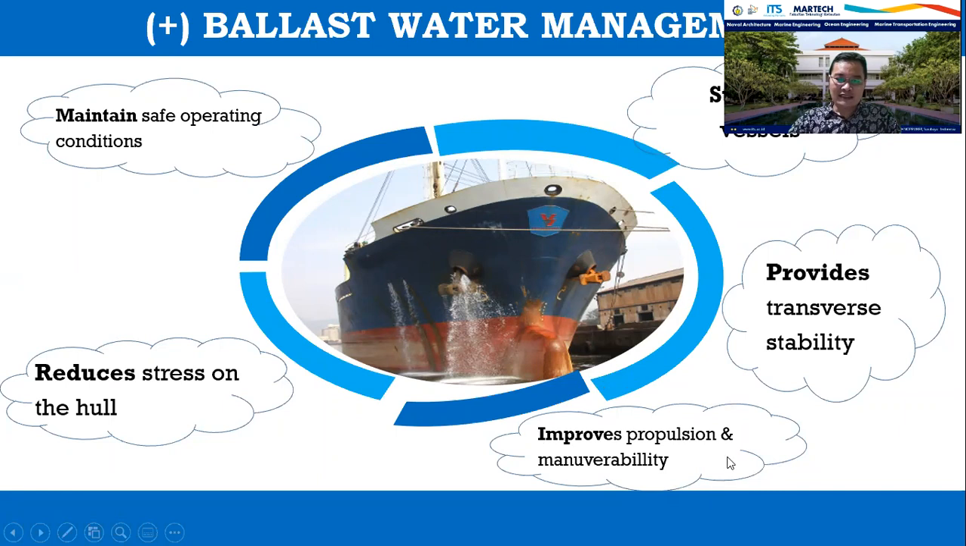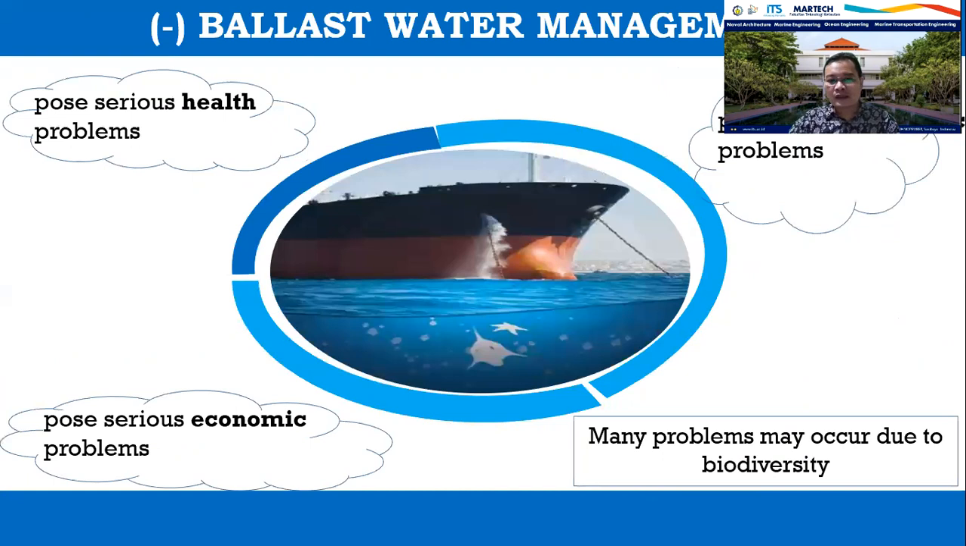And another one is to improve propulsion and maneuverability, relating to the immersion of the propeller. Okay. And another problem: ballast water also poses a serious health problem, then a serious ecological problem. Another one is a serious economic problem, and many problems may occur due to the biodiversity.